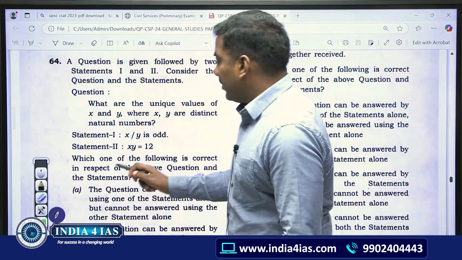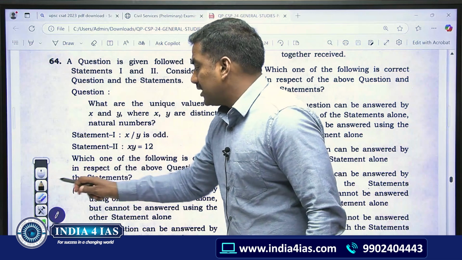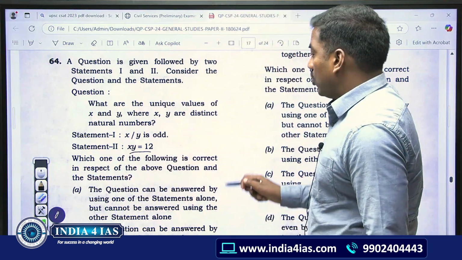Next, statement 2 alone: x into y is equal to tau.